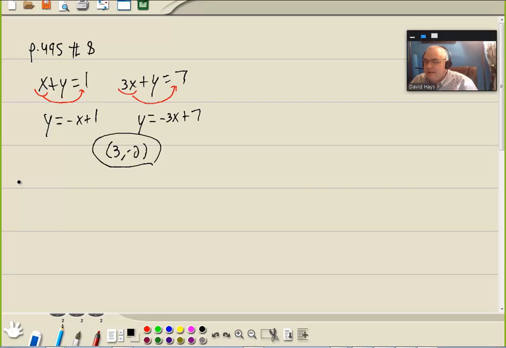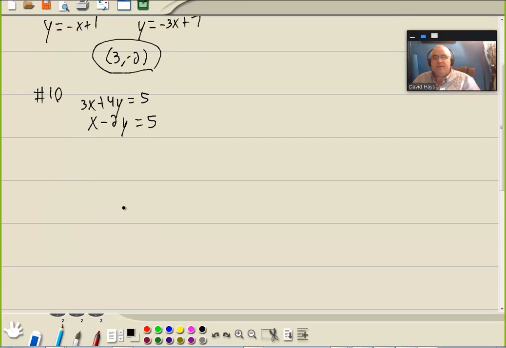Just take a look at one that's a little harder to solve for y. Number 10 is harder to solve. We got 3x plus 4y is equal to 5. And we got x minus 2y is equal to 5. Well, on both of these, we need to solve for y, so we can put them in our calculator.